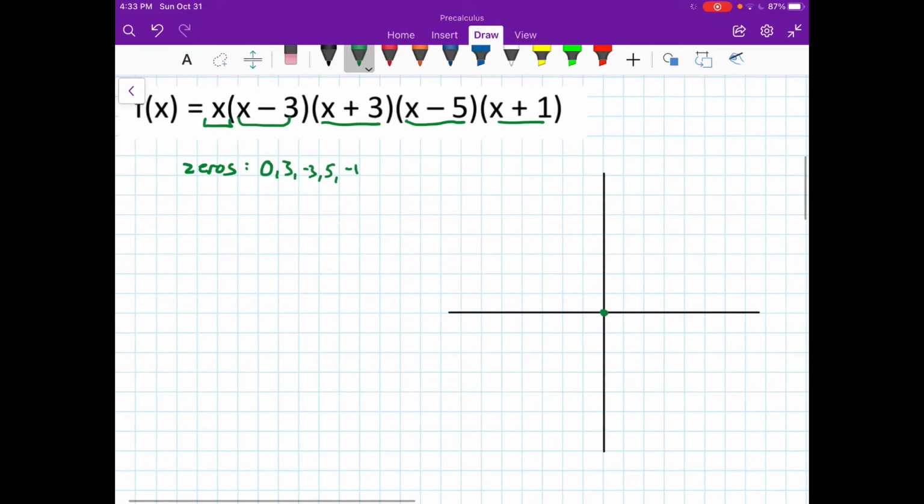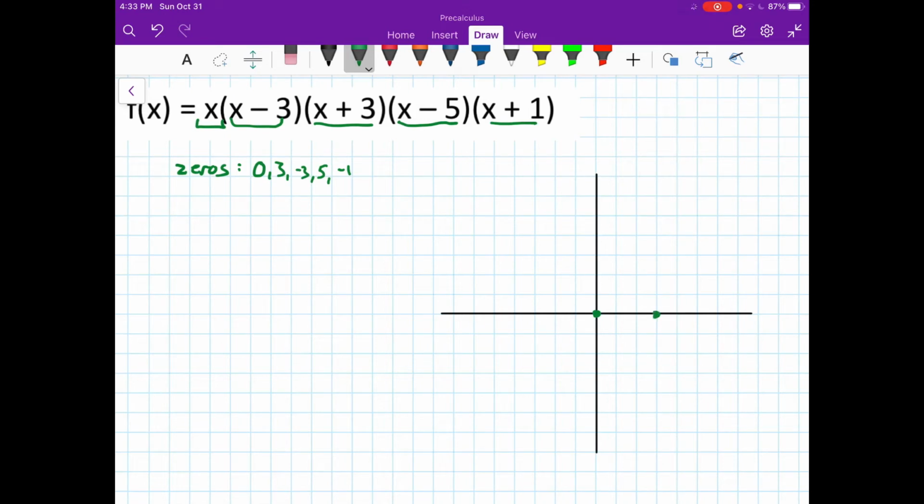So we have 0, 3, and -3, 5 and -1. These are all multiplicity 1. That means they're all to the first power. So they're all odd. So our graph will just pass through each of those. So those are the zeros.